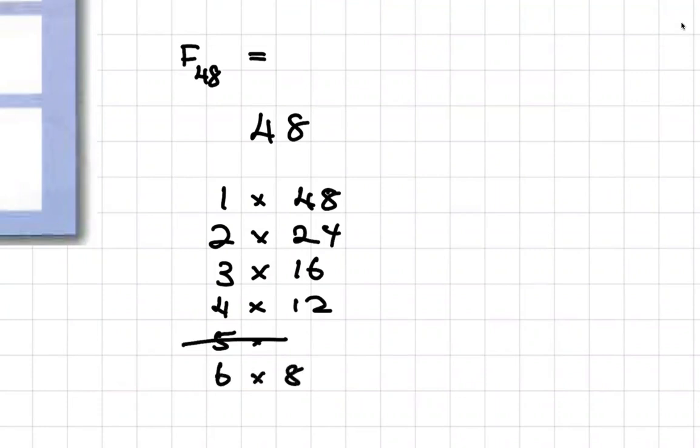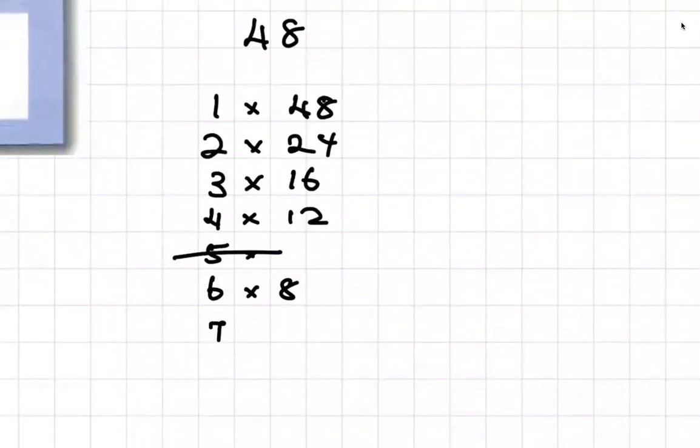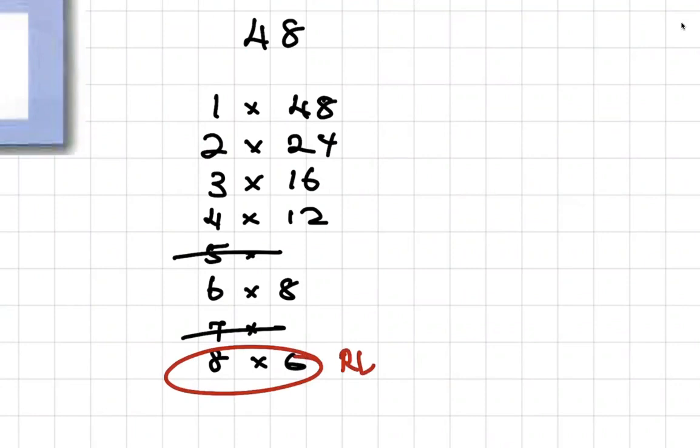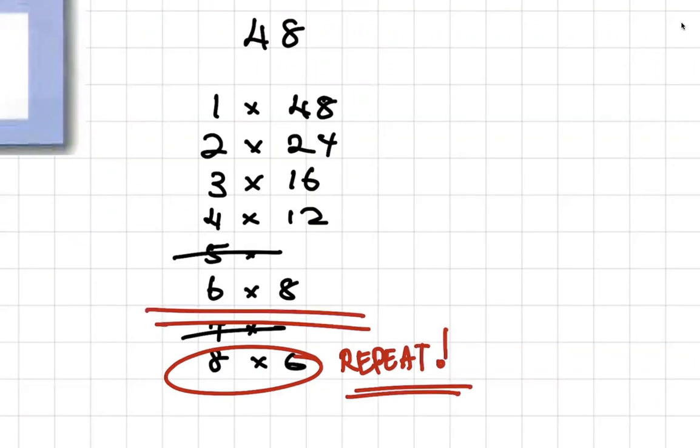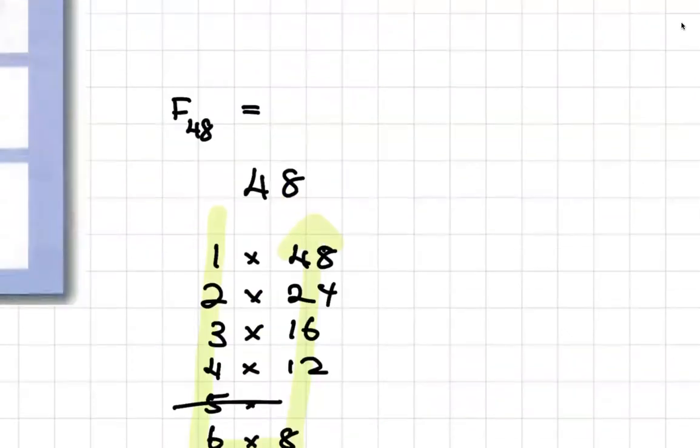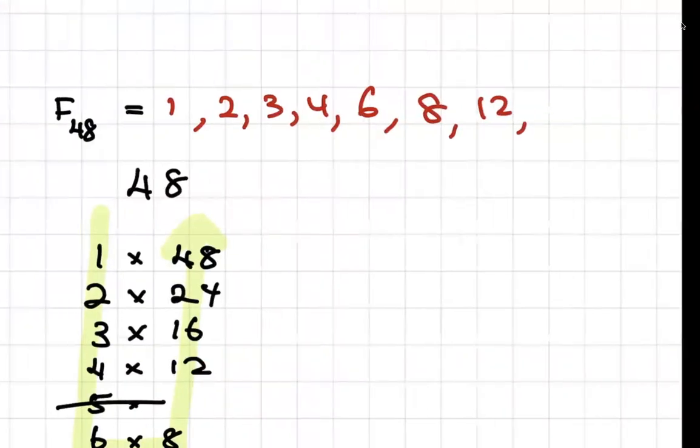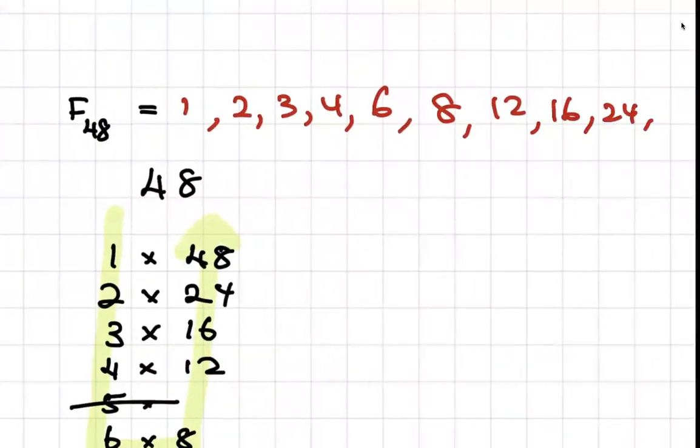6. 7. 8. So you can see this is a repeat. When you have a repeat, you stop, double line. Now you just list out the factors this way. The factors of 48 are 1, 2, 3, 4, 6, 8, 12, 16, 24, 48. This is how you list out all the factors.